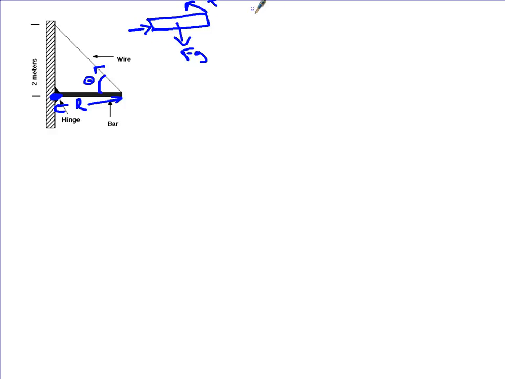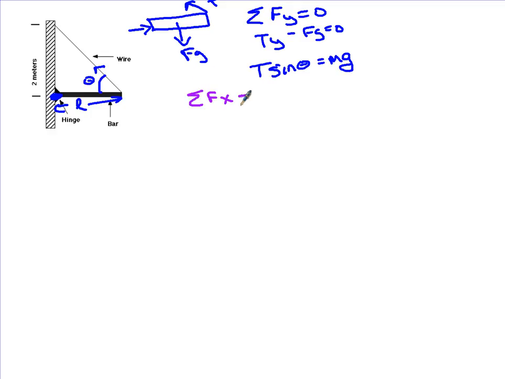Now, let's sum the forces in Y. Summation of the forces in Y equals 0. So I will have Ty minus Fg equal to 0. So the tension in y, T sine theta, has to equal mg in this example. Let me sum the forces in x. This equals 0. So I have whatever this applied Fn is, or sometimes we call it a hinge force, let's just call it Fn, minus T cosine theta equals 0. So the hinge force has got to equal T cosine theta.